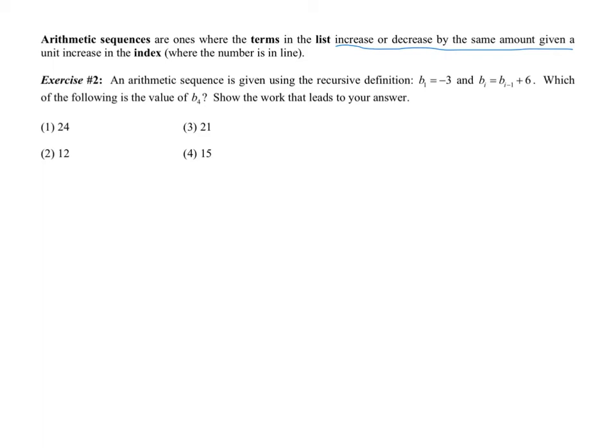So an arithmetic sequence is given using the recursive definition b sub 1 equals negative 3 and b sub i equals b sub i minus 1 plus 6. Which of the following is the value for b sub 4? So it's telling me I want to go out 4 terms. So the first thing I'm going to do is create a table. I hope that I have that ingrained into you now.